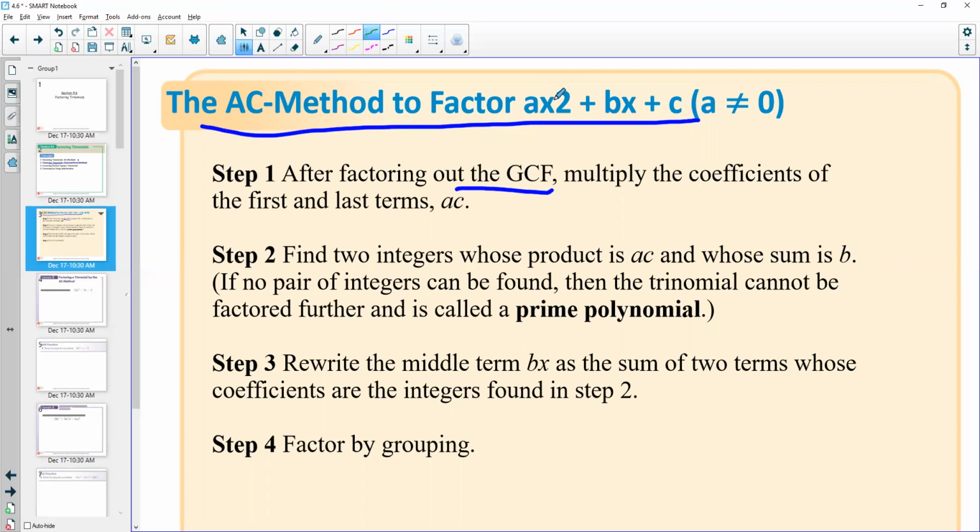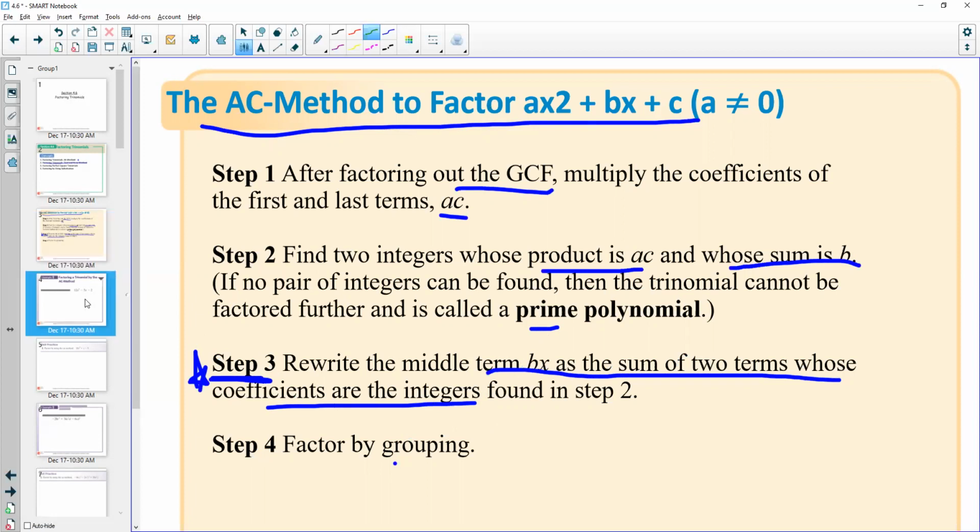Then you're going to multiply the coefficients of the first and last terms, A times C. You're going to look for two numbers whose product is A times C and whose sum is B. If nothing like that exists, it's prime. We're going to see all of this in a minute. We're going to rewrite the middle term as the sum of those two integers, and then we're going to factor by grouping. If you're going to miss a step in this, it's this one right here. We're going to talk about that as we go. So these are the steps. Now let's actually use them because this just sounds like gobbledygook until we do, right?